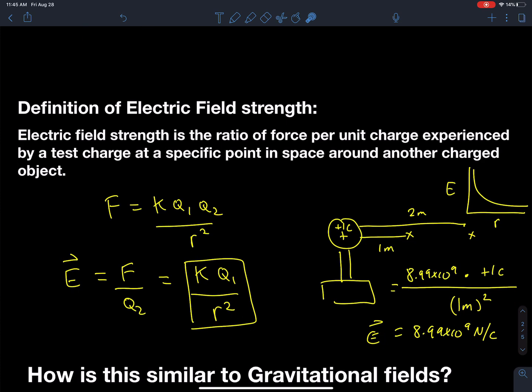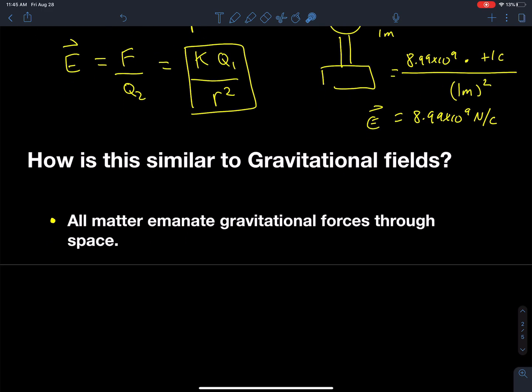Okay, and the unique thing is that at that point over here in space, every object will experience this field strength. So every object at 1 meter is going to experience 8.99 times 10 to the 9 newtons per coulomb. But the actual force that it experiences will be different because I would have to multiply that. And that is similar to gravitational fields, and I'll show you why.